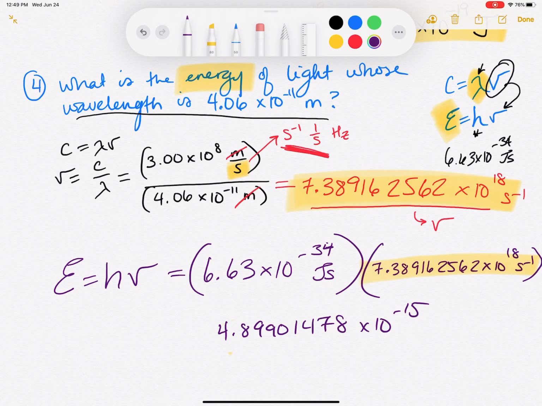So now the last thing I need to do is make sure that I'm okay with my units. So when I go to my units, I have seconds, and then seconds to the negative 1. Those are reciprocals of each other. They cancel each other out. I'm just left with joules. So this is my unit.